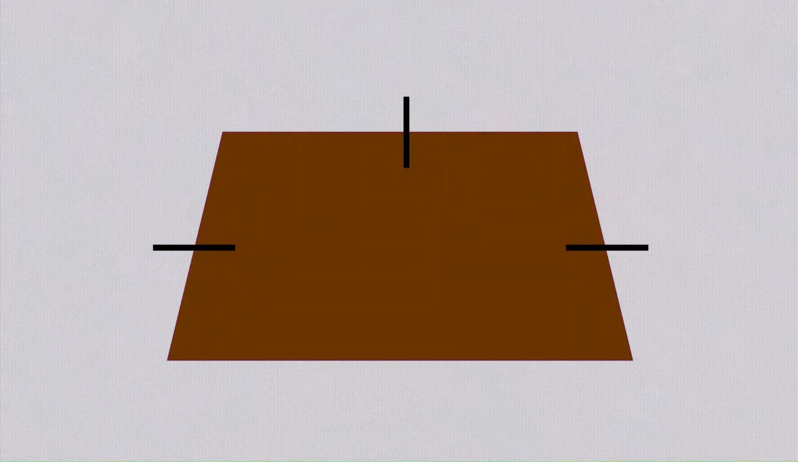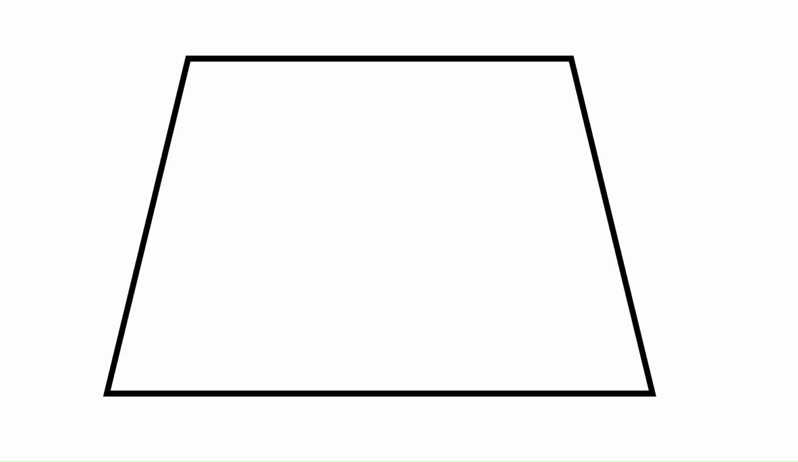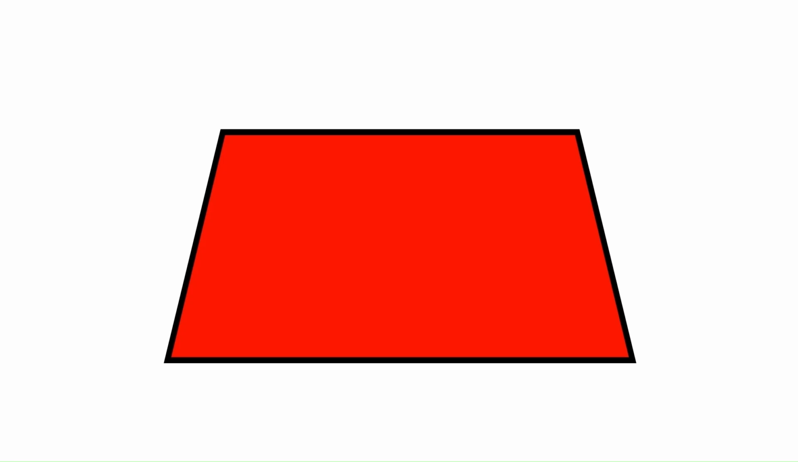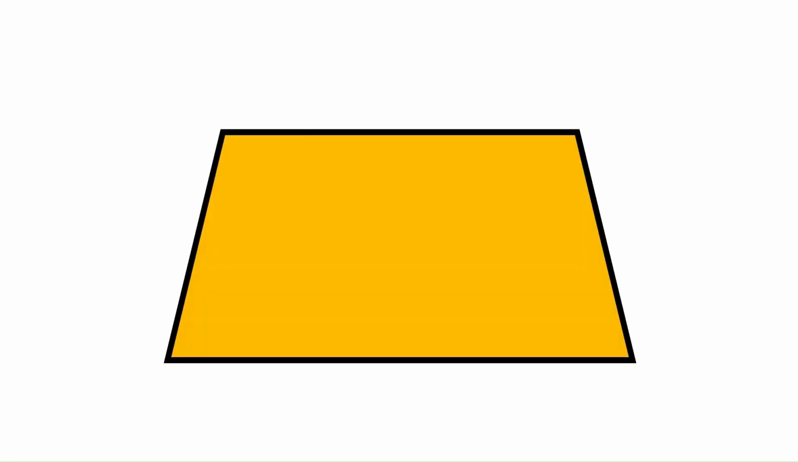The shape of the week is the trapezoid. A trapezoid has four sides, and two of those sides are parallel. On this trapezoid, the two blue sides are parallel. Now let's count the sides of the trapezoid. 1, 2, 3, 4. Big trapezoid, small trapezoid, red trapezoid, orange trapezoid, yellow trapezoid, green trapezoid, blue trapezoid, purple trapezoid, the trapezoid.